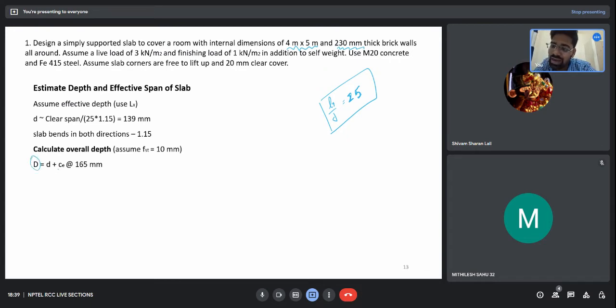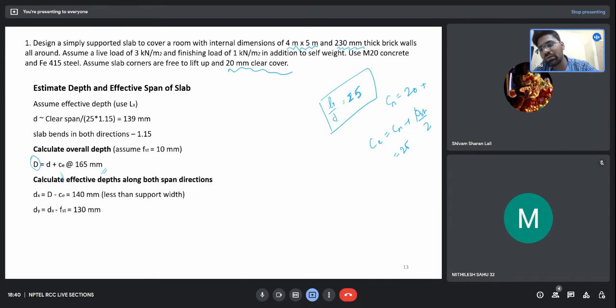To find the overall depth, I am adding it up with the effective cover. How can I add the effective cover? Nominal cover, I am taking it as 20 because they have given it here. If I am adding it with the effective cover, what will be the effective cover? CE will be Cn plus half of the diameter of bar, so that will be 25. So 140 plus 25 will give me 165.